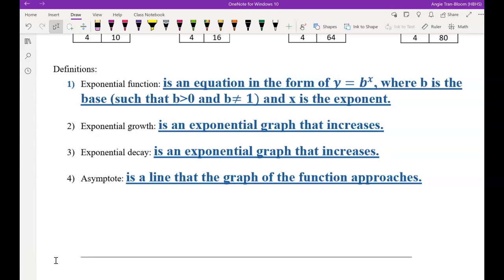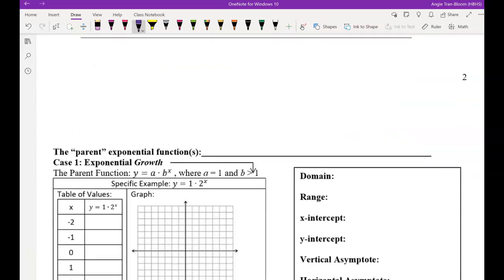And then exponential decay is an exponential graph that decreases. We studied asymptotes already, guys, but this is a review here. An asymptote is a line that the graph of the function approaches. Feel free to hit pause to finish copying that down.